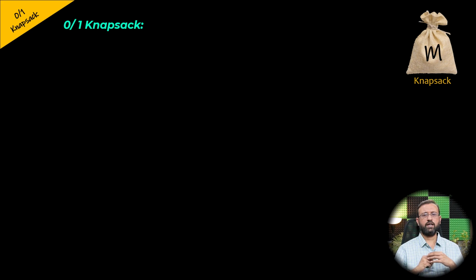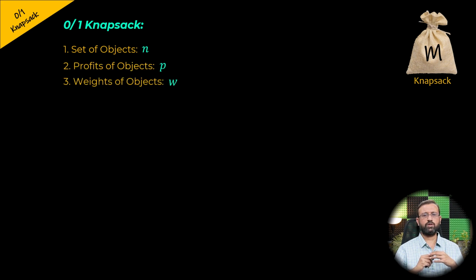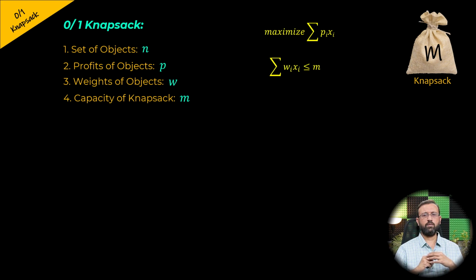So to summarize, in the 0-1 knapsack problem, we have a set of n objects. Each of the objects has profit P and weight W associated with it. The knapsack has capacity M, that is the maximum weight the knapsack can carry. The 0-1 knapsack problem is to fill the knapsack with the objects that maximizes the total profit, subject to the condition that the sum of the weights of the objects included in the knapsack is less than or equal to capacity M of the knapsack. If the object is included in the knapsack, then the solution Xi is 1, otherwise the solution Xi is 0.